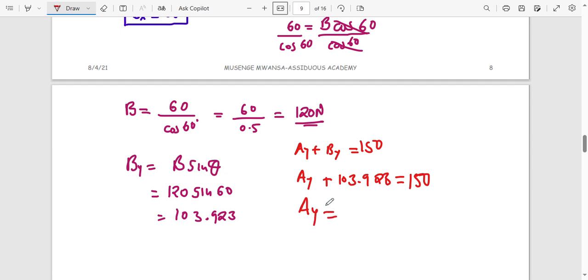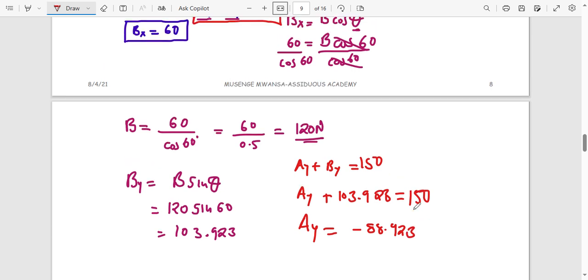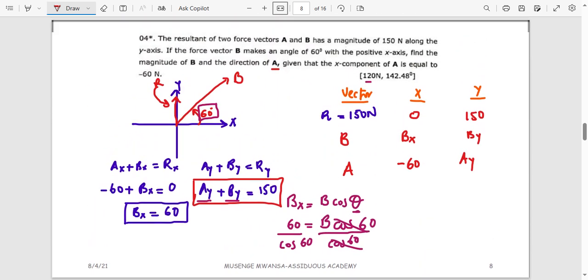So the y component of A, therefore, is going to be 150 minus 103.9, and that is going to give us a negative 88.923. Okay, so what are we trying to find? We want to find the direction of A. Now that we know the y component of A, how about the x component of A? Can you see we've already been given that it's a negative 60 there?